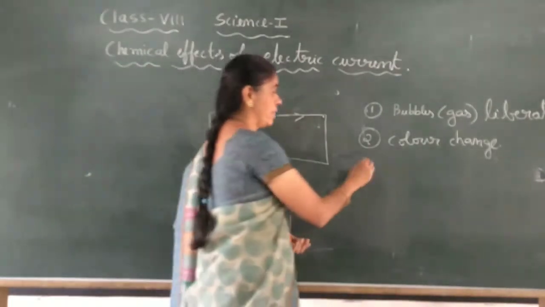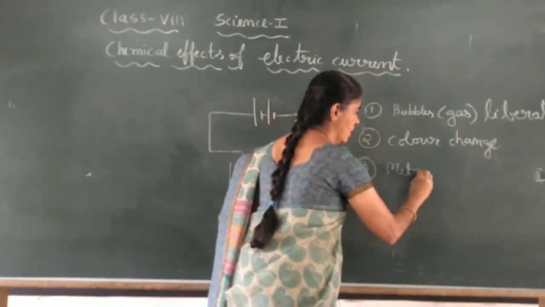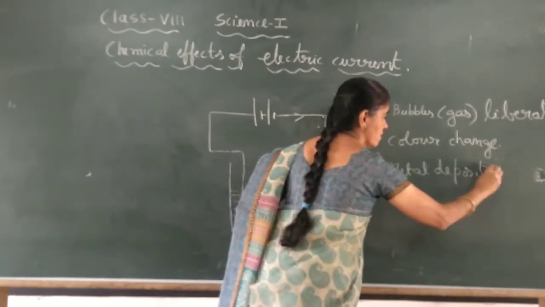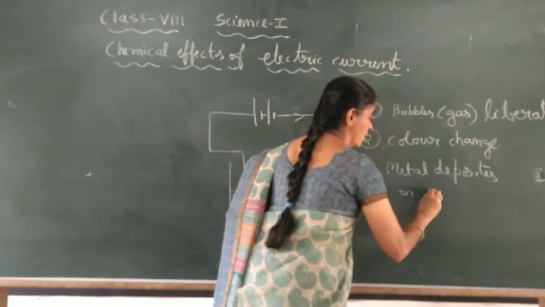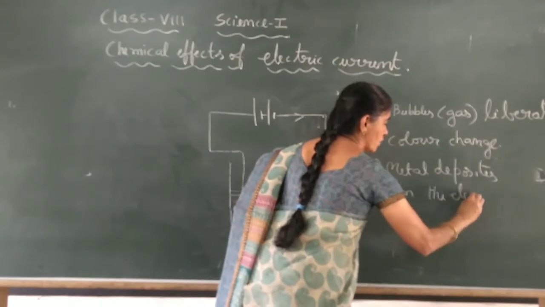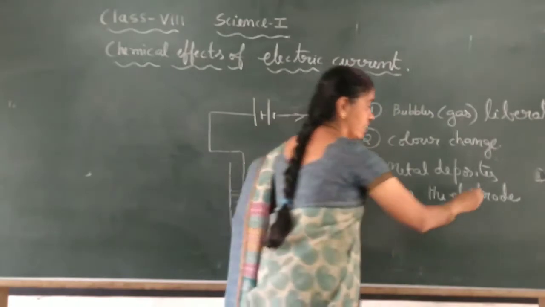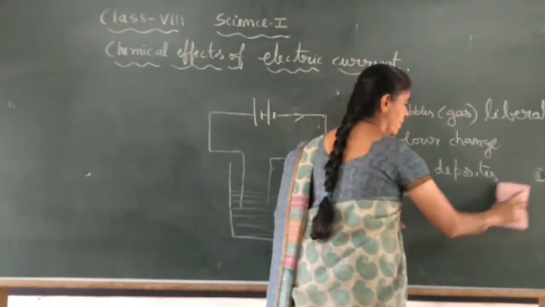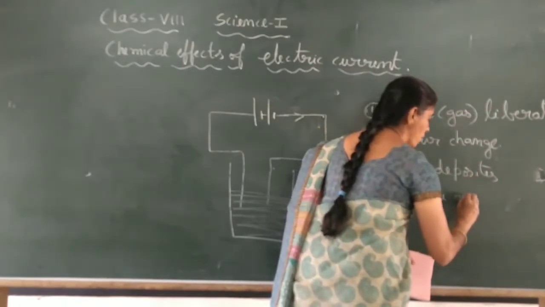Or there may be a metal deposit. Metal deposits on the electrode, or it may be, so what is an electrode I will explain. The metal will be deposited on another metal.